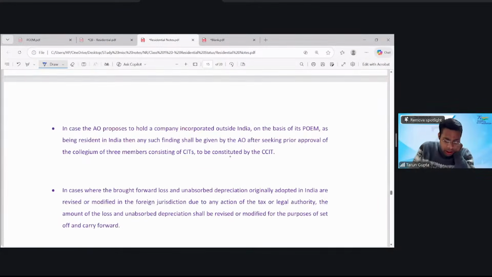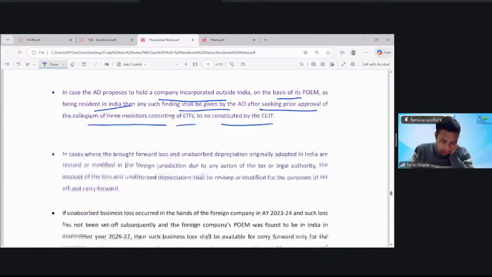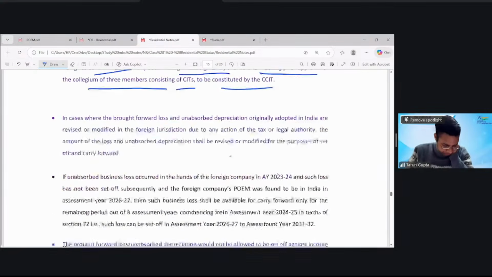See, I told you. In case the AO proposes to hold a company incorporated outside India, to hold a foreign company, resident in India on the basis of its POEM, then such finding shall be given by the AO after seeking prior approval of a collegium of 3 members consisting of CIT, Commissioner rank, constituted by the CCIT, Chief Commissioner.